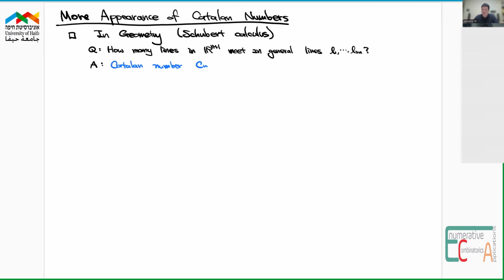I'll give you 2 simple examples. The first one is in geometry, especially in Schubert calculus. I'm not going to talk about the deep theory of Schubert calculus. I'll just introduce one of the original questions of Schubert himself. He asked, how many lines in (n+1)-space meet 2n lines in general position? And the answer to this question is surprisingly given by the Catalan number.